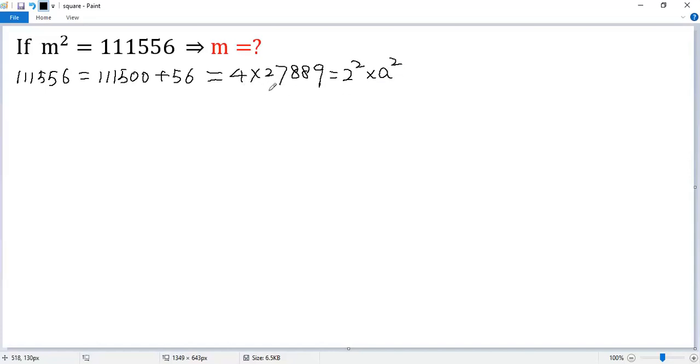It is hard for us to find the prime factors for the second number, but we notice 27,889 is greater than 10,000, which is 100 squared, but less than 40,000, which is 200 squared. So the value of a must be between 100 and 200, but it's not convenient for us to find the value, right? So let's narrow the range.